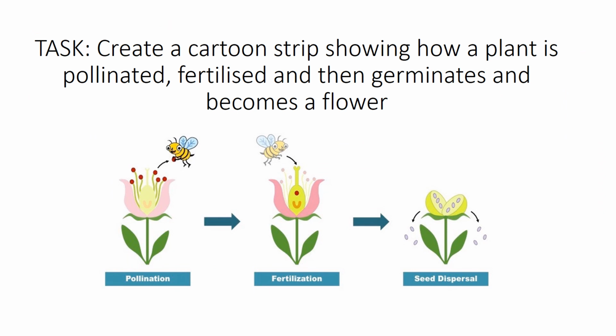So, what I want you to do as a fun task to end the lesson is create a cartoon strip showing how a plant is pollinated, fertilizes, and then germinates to become a flower. Can you do it in 6 cartoon blocks? I've got a tiny little one here, but it's obviously not complete, is it? It's only showing a very basic understanding of pollination, fertilization, and germination. Can you draw for me a cartoon strip showing all the steps in more detail?